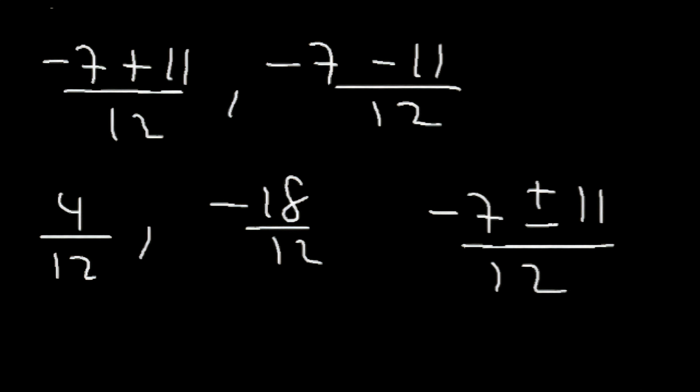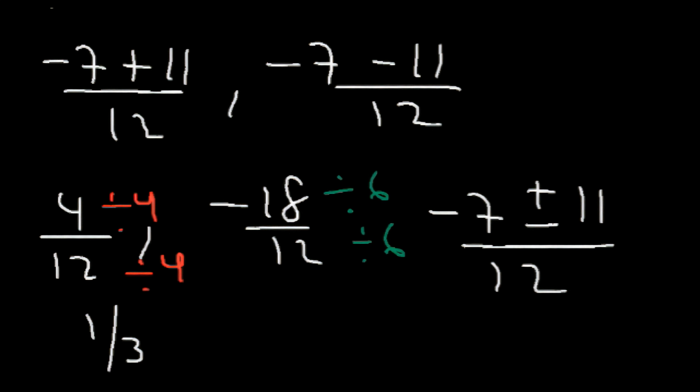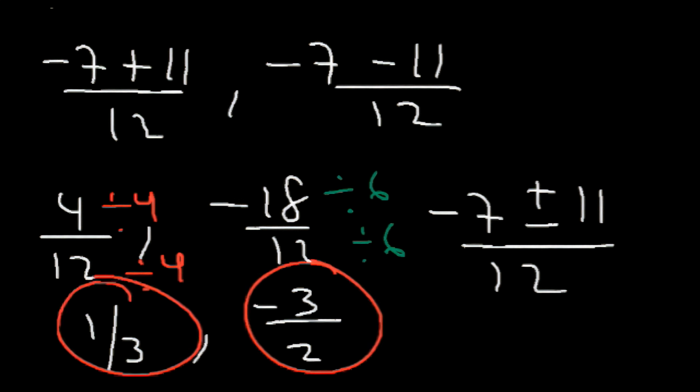Now 4 over 12, we can divide both numbers by 4. And so we can reduce it to 1 over 3. Now for the next one, we could divide both numbers by 6. 18 divided by 6 is 3. 12 divided by 6 is 2. So we get the answers that we had in the last example. So it's negative 3 over 2 and 1/3.